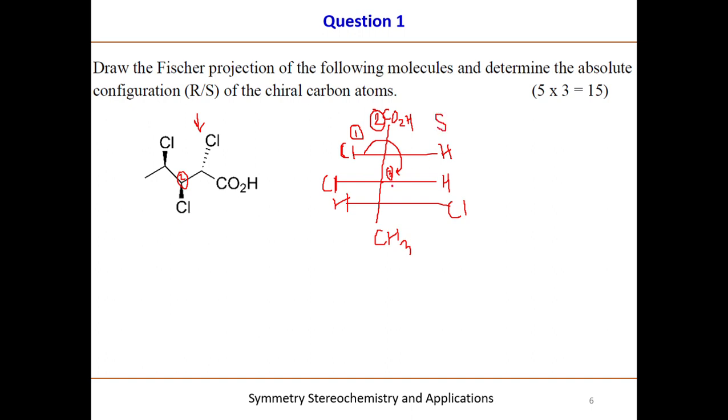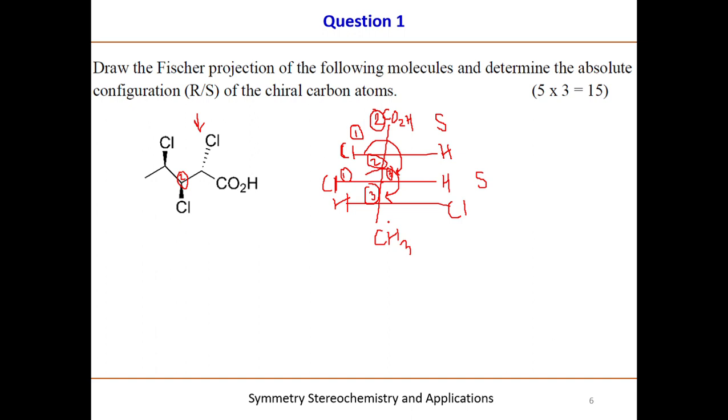Then for the second carbon, priority will be given in the same manner. First priority will be given to the chlorine atom. Then second priority is the acidic group containing carbon atom. Then the third priority will be given to this methyl group containing carbon atom. So it will go in clockwise direction again, but again because the least priority group is present on the horizontal line, it will become S.